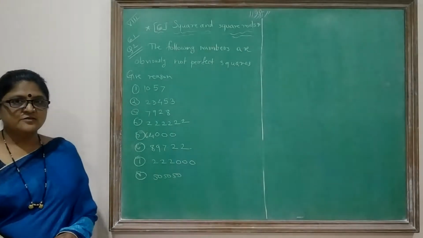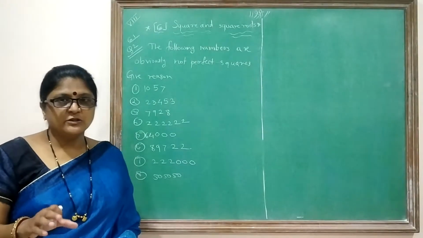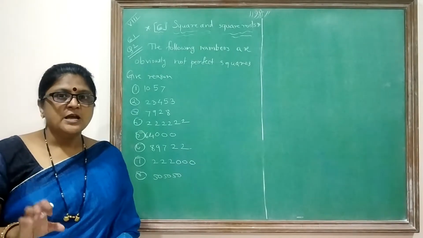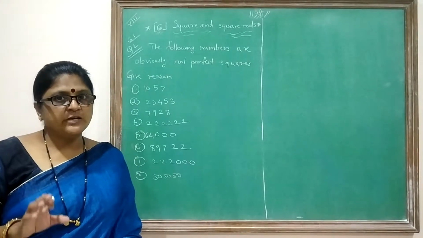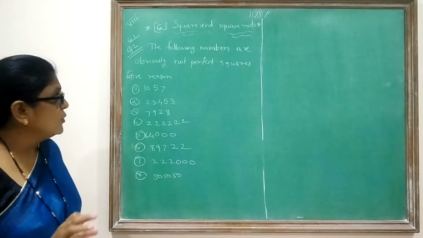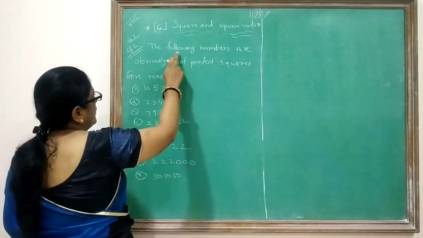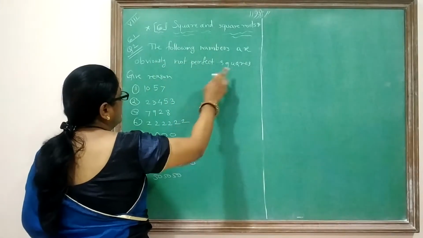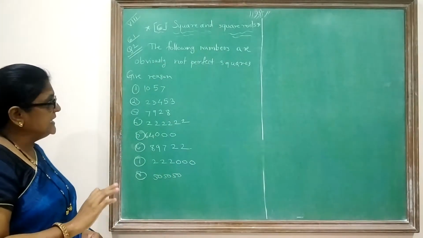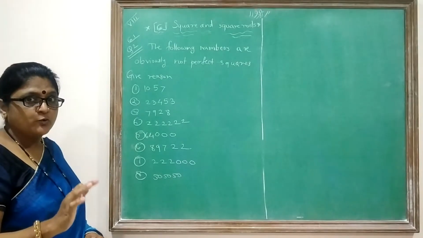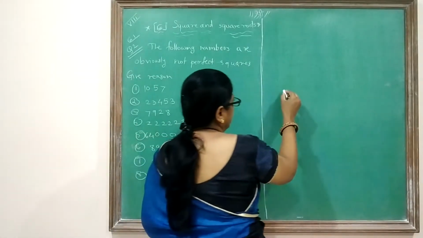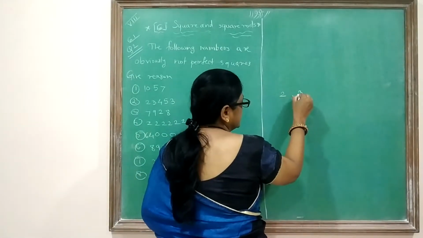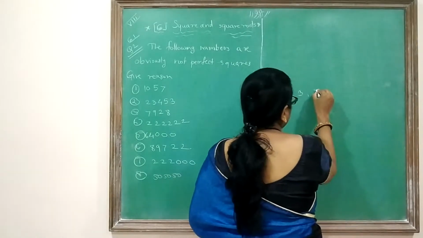In the previous lecture, we have seen some examples on the square and square roots. And in this lecture, we are going to see a new question, question number 2. The following numbers are obviously not perfect squares. Why are they not perfect squares? Give reason.